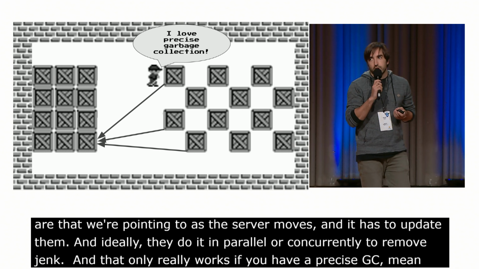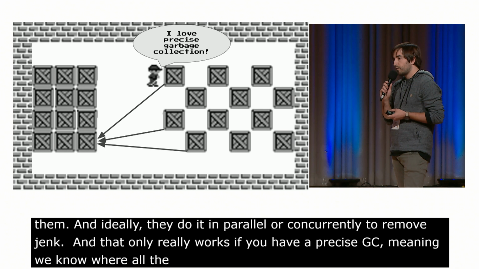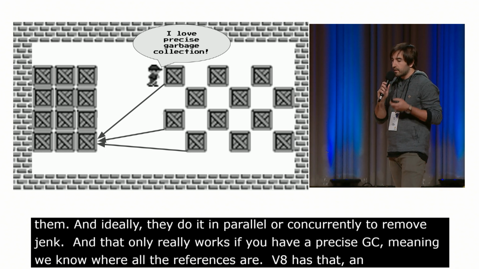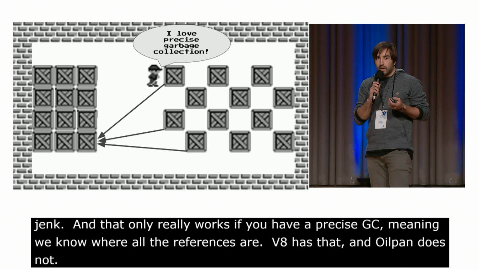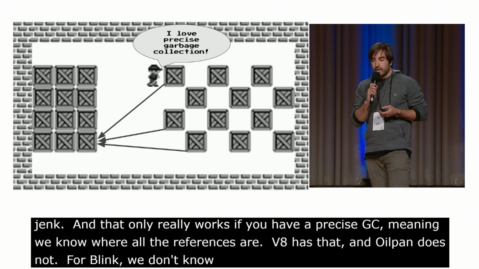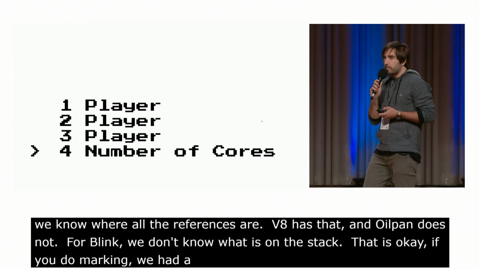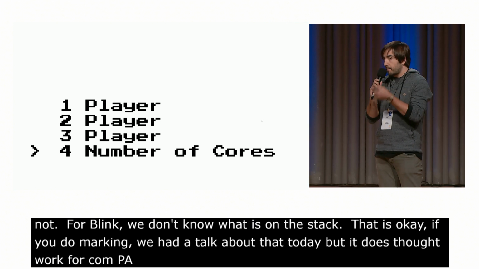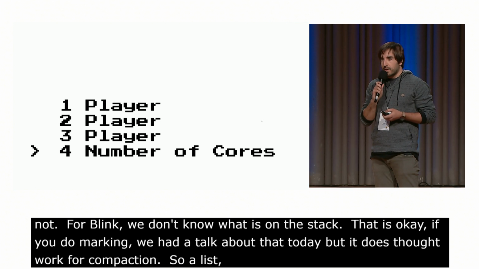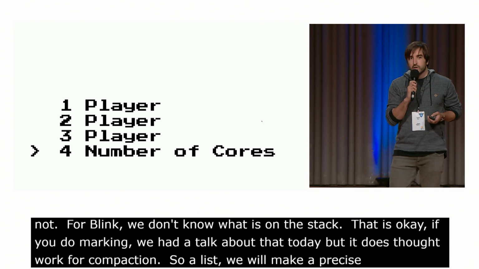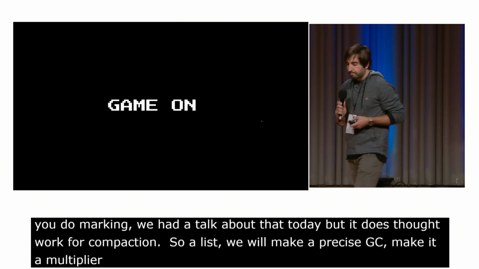V8 has that. Unfortunately, Oilpan does not. Like, we don't know for Blink what's on the stack. That's okay if you only do marking. We had a talk about that today, but it doesn't work for compaction. So the proposal is, let's make Oilpan a precise garbage collector, then make it multi-threaded. Let's take advantage of multi-core to do compaction in parallel, and game on.